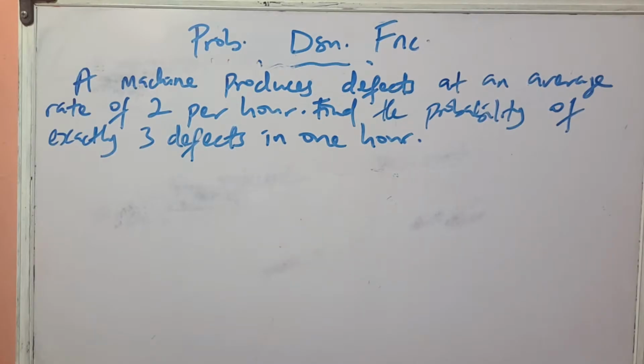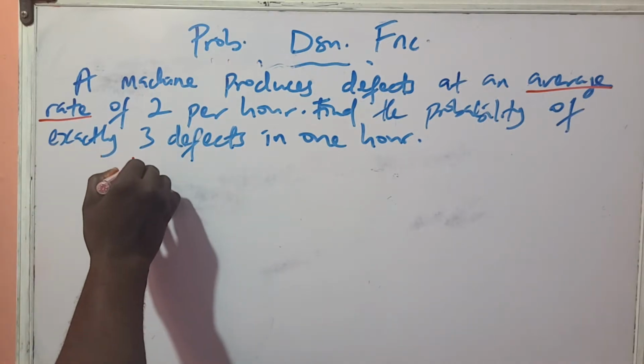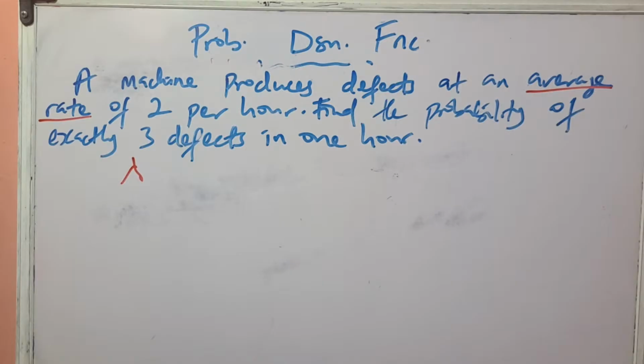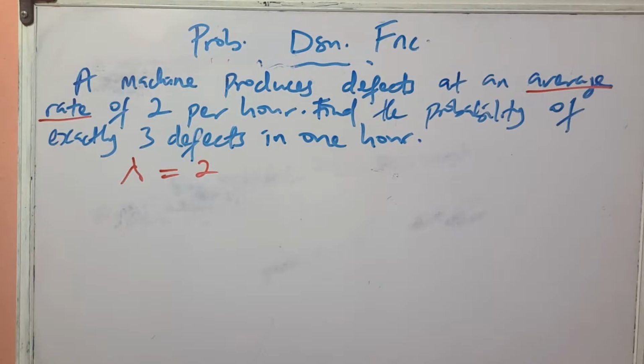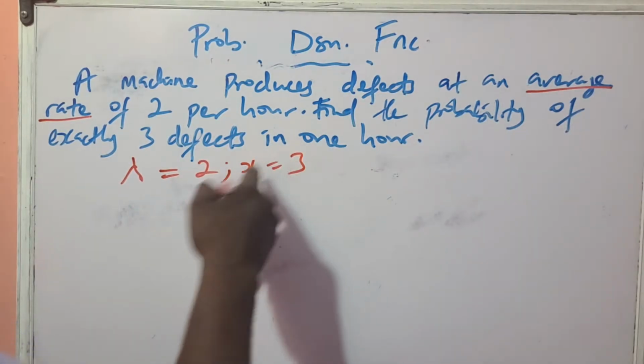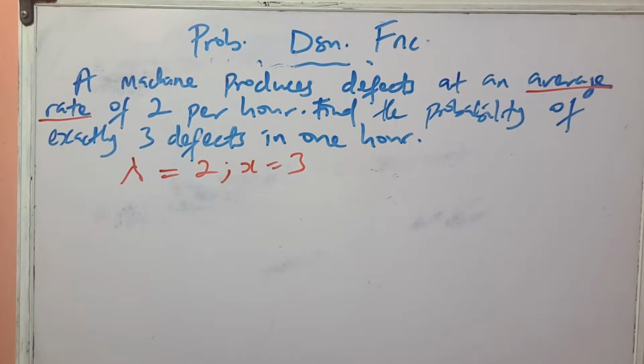Now, of course, you can see that this was very explicit. The average rate was stated. Of course, not every question will give it as directly as that. At an average rate. So we're told here that the average rate, which I told you we represent as lambda, is 2. So the question says find the probability of exactly 3 defects. Exactly 3 defects. That means your x is equal to 3. I told you that x represents the number of successes. So the probability of exactly 3 defects in 1 hour.